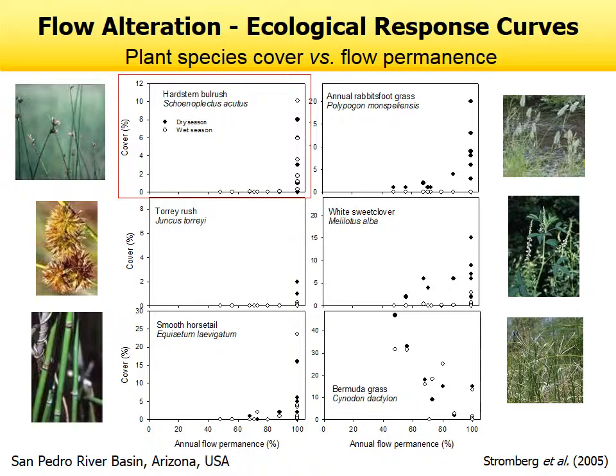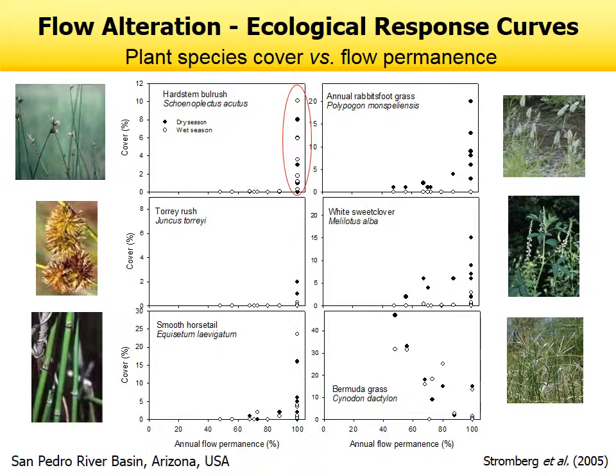So the hydrological variable is annual flow permanence as a percentage. And on the y-axis is the percentage cover of hardstem bulrush. You can see that whether it's wet season or dry season, whichever time of year we're looking at this plant as an indicator, in terms of the degree to which it's covering the wetted areas of the banks, unless there's permanent flow, it's not there. It's not present. The cover is negligible. It's only when we have permanently flowing systems that this plant is there, in varying percentages of abundance according to which stream we're looking at. So you can see a very distinct, abrupt threshold relationship.